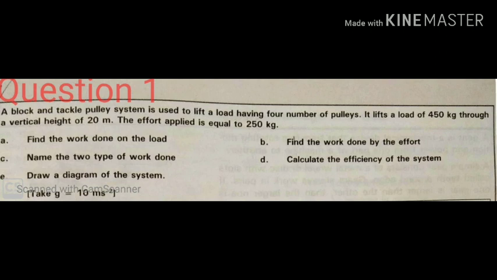A block and tackle pulley system is used to lift a load having 4 number of pulleys. It lifts a load of 450 kg through a vertical height of 20 meter. The effort applied is equal to 250 kg. The questions are: find the work done on the load. Second, find the work done by the effort. Third, name the 2 types of work done. Fourth, calculate the efficiency of the system. And the last one, draw a diagram of the system.